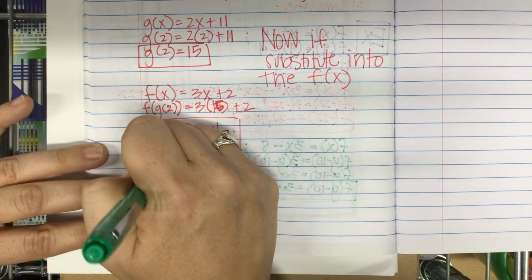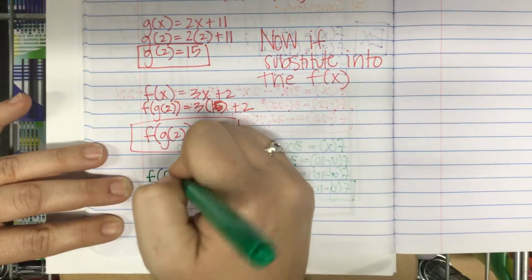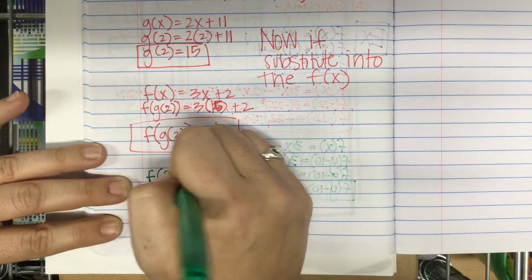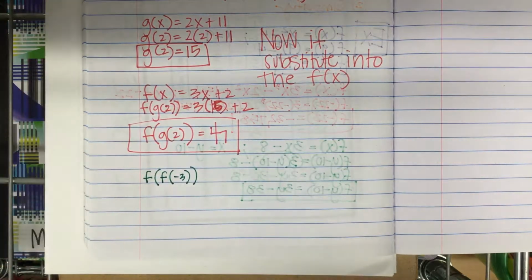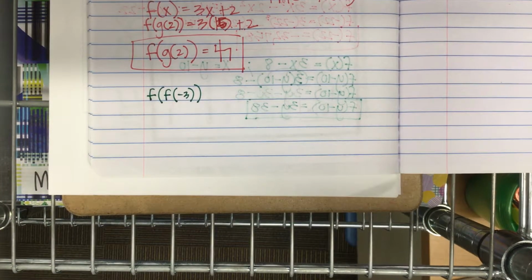Let's do f of f of negative 3. What do you think that means? F of f of negative 3. We're still substituting and we're still simplifying. It's just nested. There's 2 of them that we have to do.